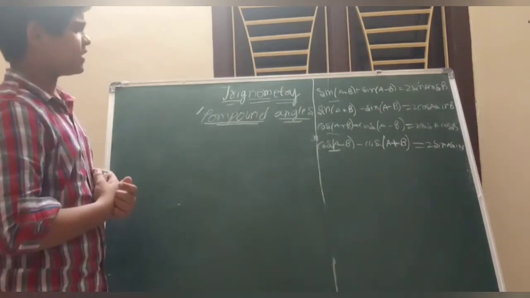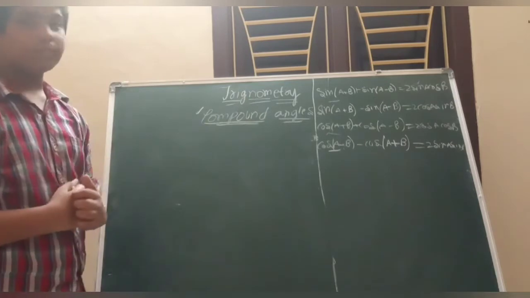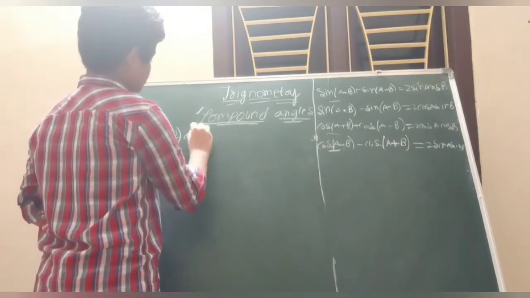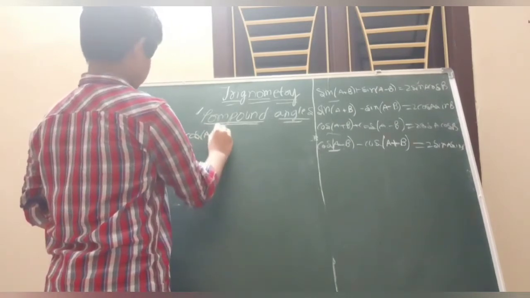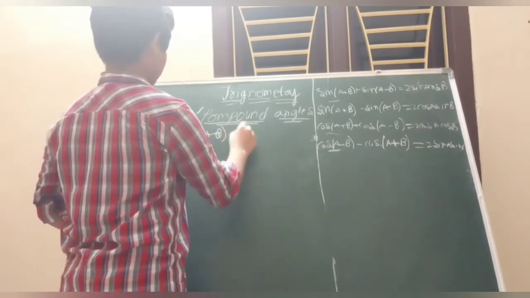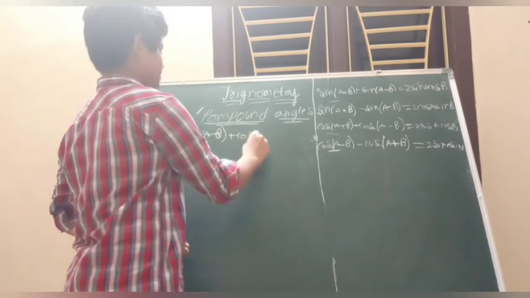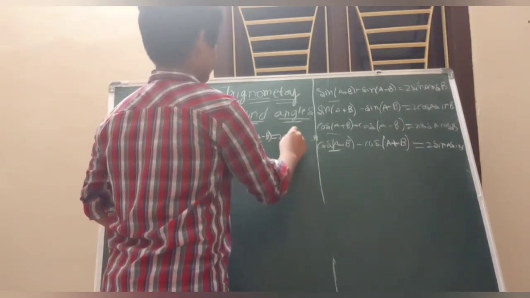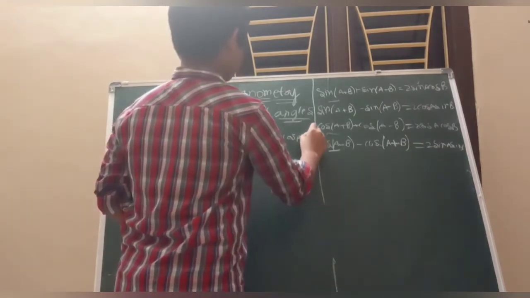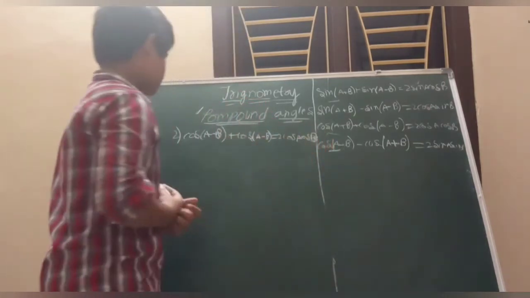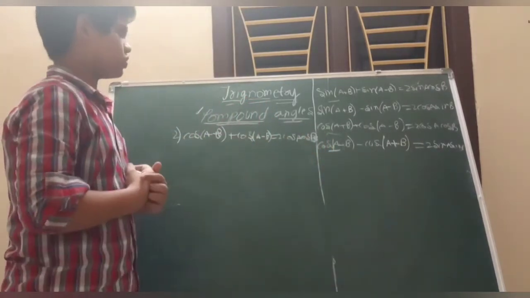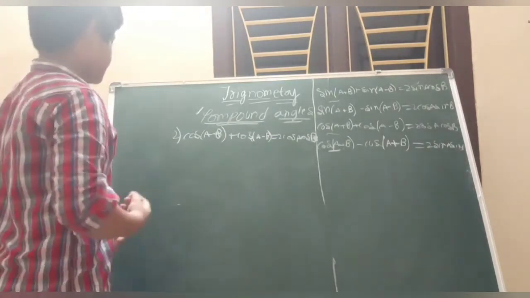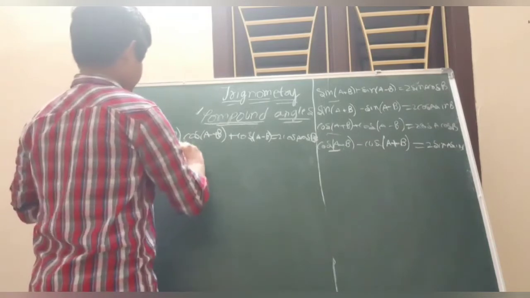So now let us discuss the proof of cos of A plus B plus cos of A minus B is equal to 2 cos A cos B. Cos of A plus B plus cos of A minus B is equal to 2 into cos A into cos B. So proof.